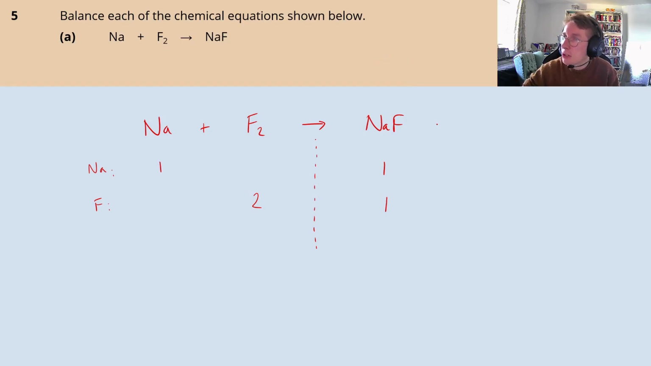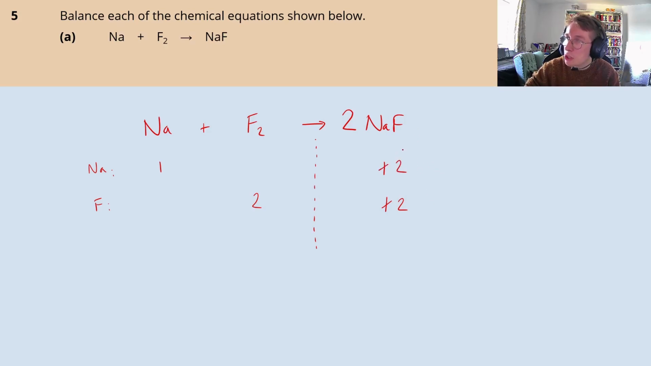Now, you might be thinking to yourself, oh, I know what I'll do. I will just put a little 2 in there. Now, you're not allowed to do that because that changes the identity of the substance that's been formed. The only thing that you're allowed to do when you're balancing equations is put big numbers in front of the substances because it's all about ratios. So if I want to have 2 F's over here, I need to put a big 2 in front of NaF.